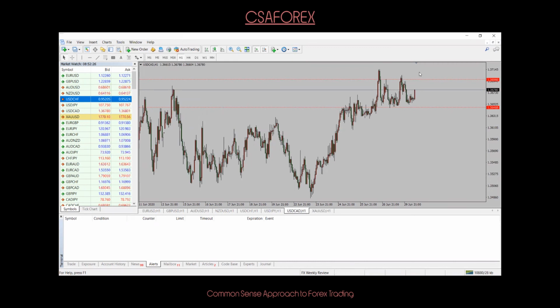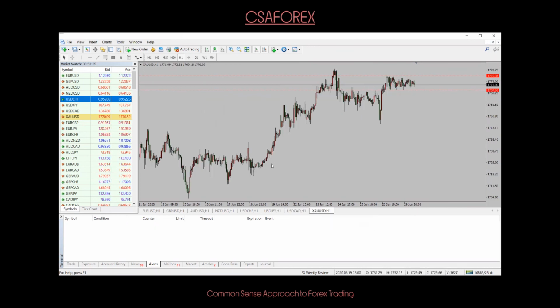USD CAD is stuck in a range, as you can see here. The same applies. Break above, retest. We call it BOP, breakout, pullback, for an entry higher or for an entry lower.